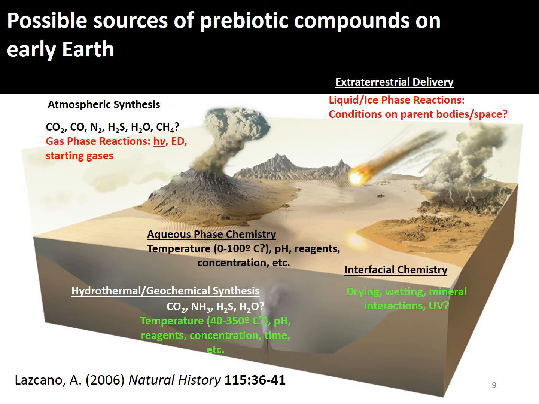Now, on top of this kind of complexity, we have the variables of this Earth's primitive environment itself, right? So we can think about organics being delivered to primitive aqueous environments, and then the aqueous phase chemistry of those environments also matters. Things like the temperature, the pH, the types of reagents that are provided to them, the relative concentrations and absolute concentrations of those, and so on.